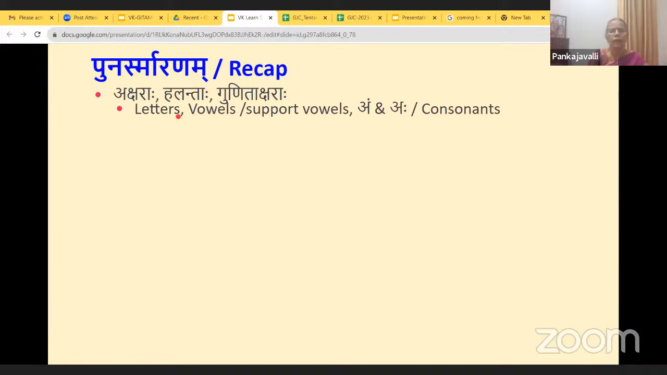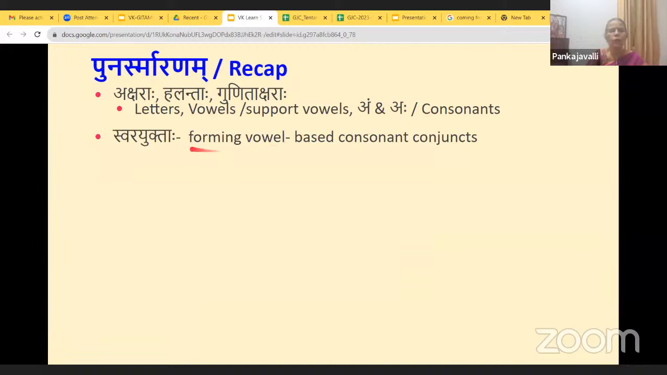Then we started with letters, vowels, upper vowel, aha, consonants. Then we saw about the Ayuktaha. Swarayuktaha is a vowel. Vowel-based consonants, conjunct consonants, otherwise called Gunitakshara. Like, supposing, Ra, Maha. Ra is a Gunitakshara. Maha is a Gunitakshara. Ra means R, Repaha, plus A, Ra. Maha is Vyanjanam plus Aha. So it becomes Maha. Ra, Maha: Swara Yukta Aksharaha.